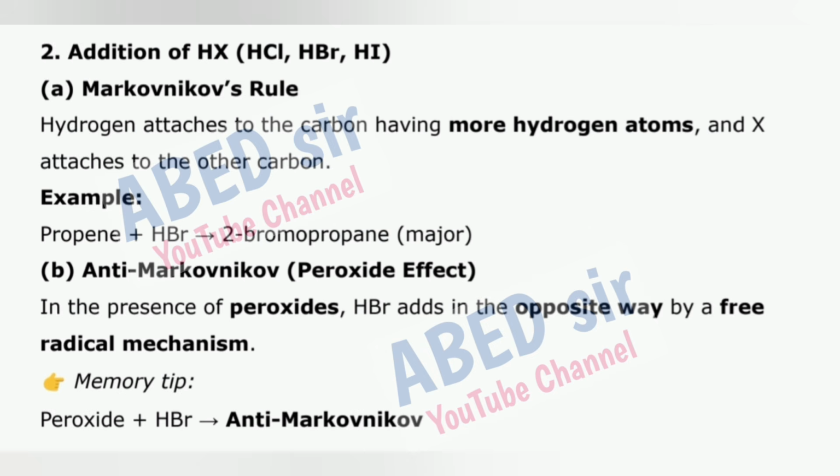2. Addition of HX, HCl, HBr, HI. A. Markovnikov's rule. Hydrogen attaches to the carbon having more hydrogen atoms, and X attaches to the other carbon. Example: propene + HBr → 2-bromopropane, major. B. Anti-Markovnikov, peroxide effect. In the presence of peroxides, HBr adds in the opposite way by a free radical mechanism. Memory tip: peroxide + HBr = anti-Markovnikov.